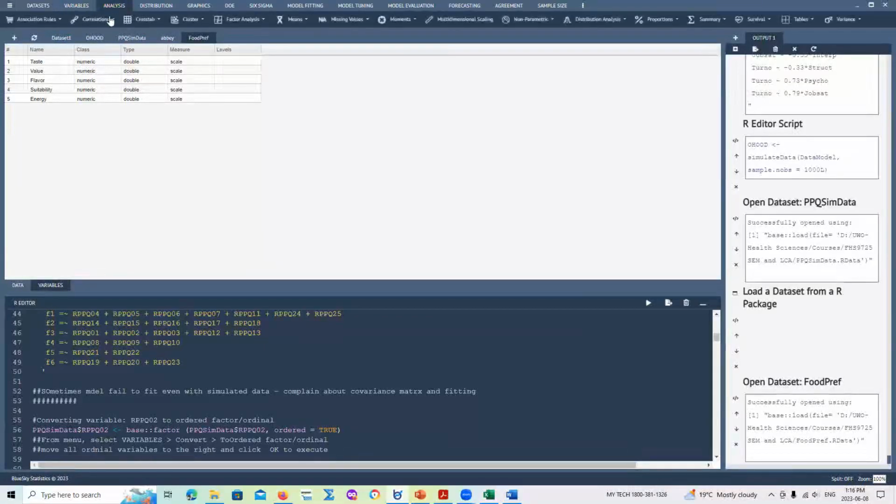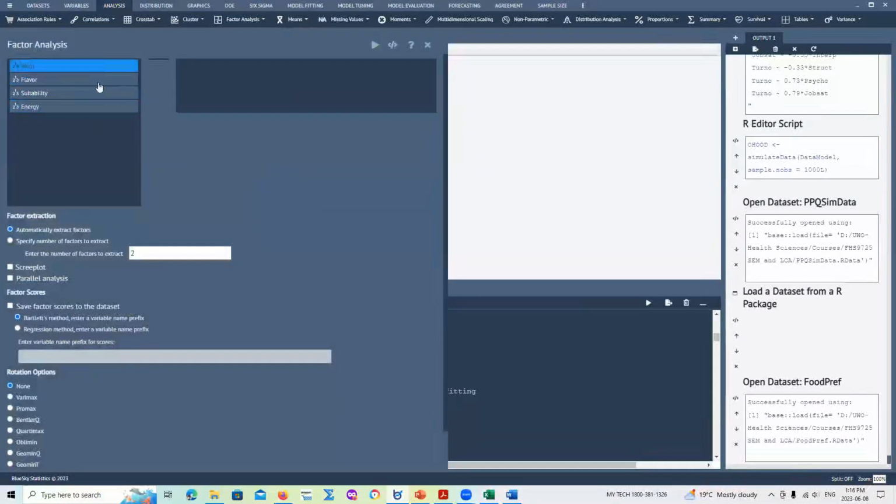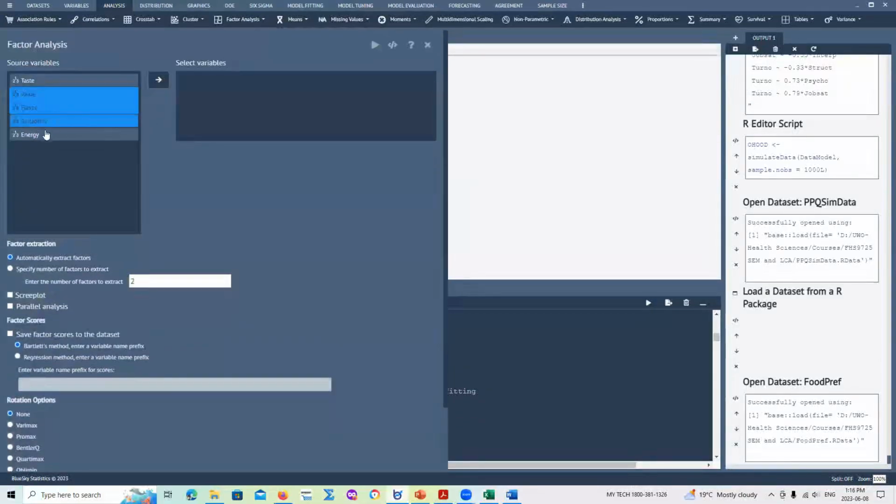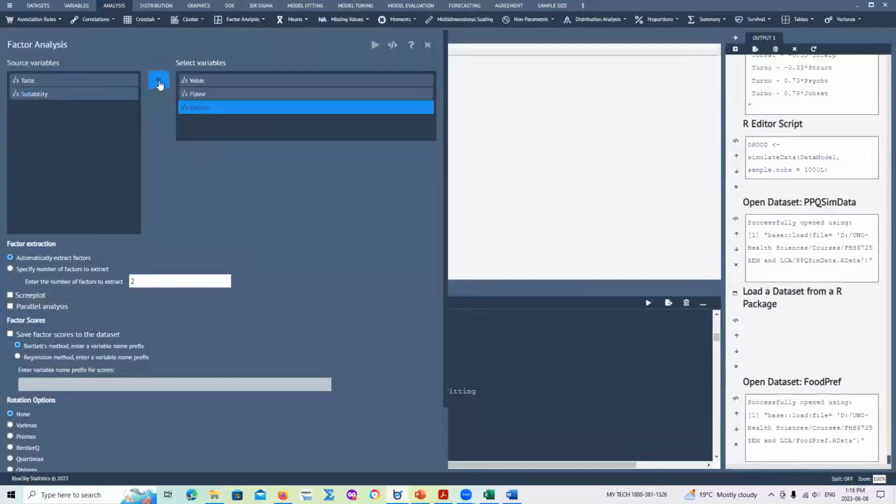So we'll come here and do factor analysis. I wish there were more, but okay. Let's do very simple factor analysis. We can do just value, flavor, and energy, because I think those three are somehow related, but not close.